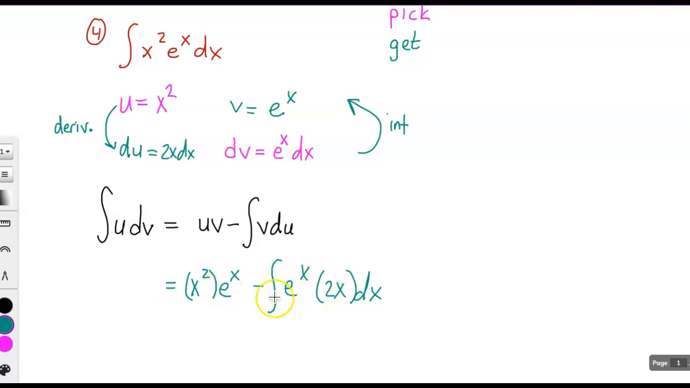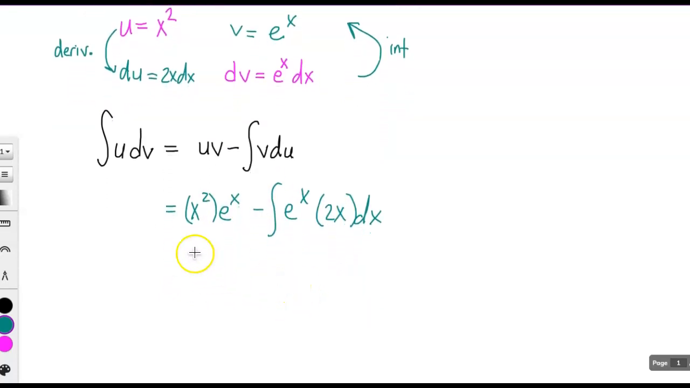I'm going to clean this up a little bit, and we'll look at it some more. So this is x squared e to the x minus, I'm going to pull this 2 out in front of the integral. So minus 2 integral x e to the x. So I can't take the integral of x e to the x. Like, I don't know that, right? But I do have things I can do, and this is what's unfortunate about this.